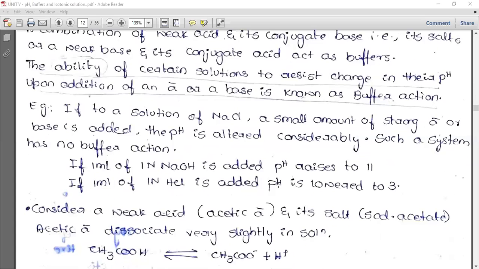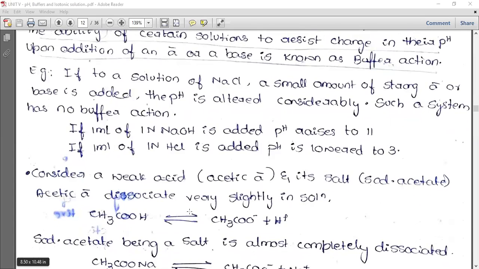Till here, does anybody have any doubt? What is a buffer? What is buffer action? What is a buffer chemically? What is a system without a buffer? Understood? Okay, moving on to the next.